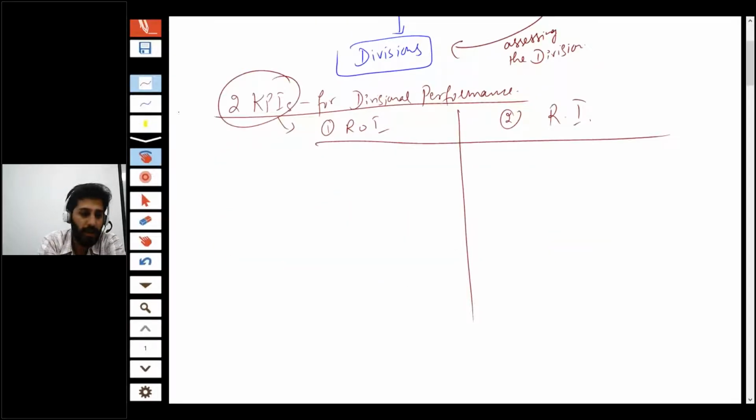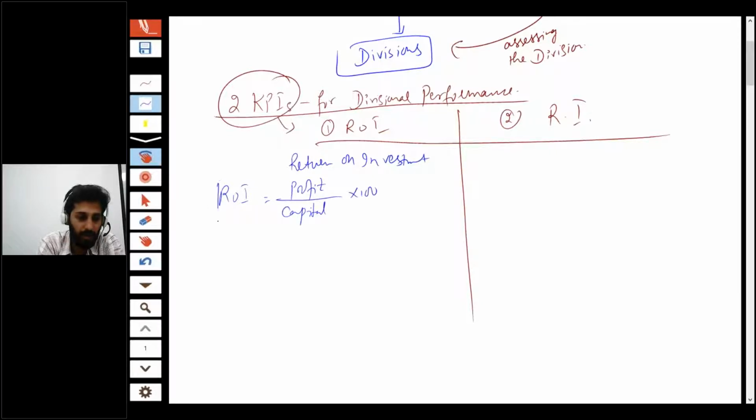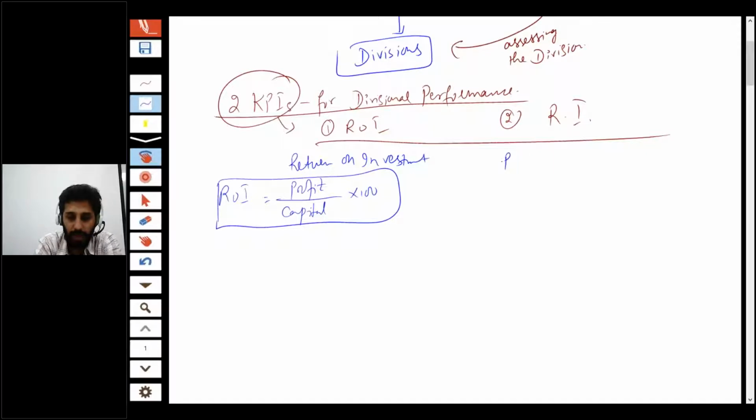Now, what is ROI? ROI is the return on investment, and it is calculated as ROI equals profit over capital multiplied by 100. And secondly, there is RI, which is calculated as PBIT, profit before interest and tax, and you have to deduct the notional interest. Now, what is actually the notional interest?